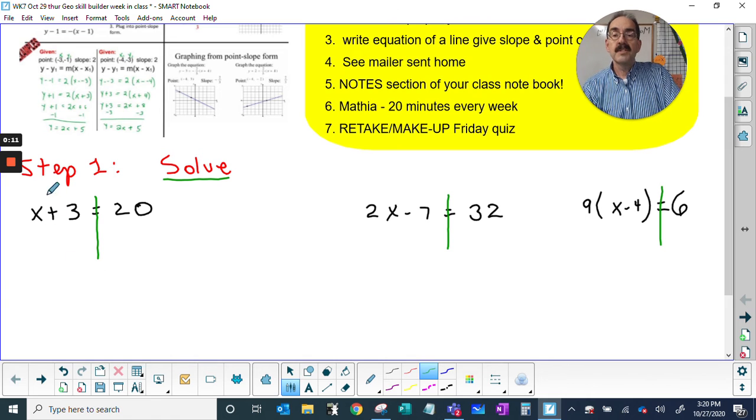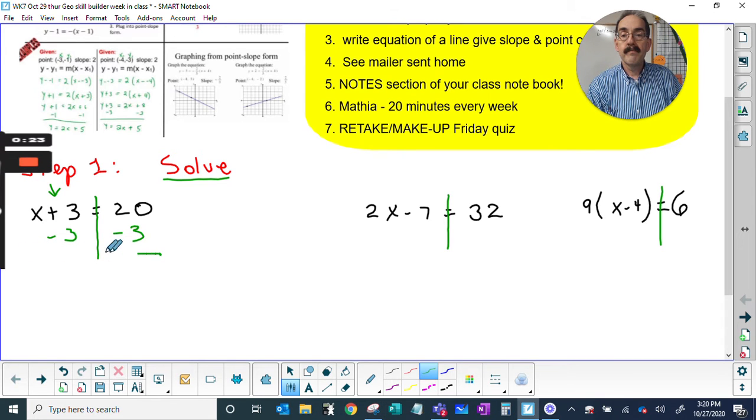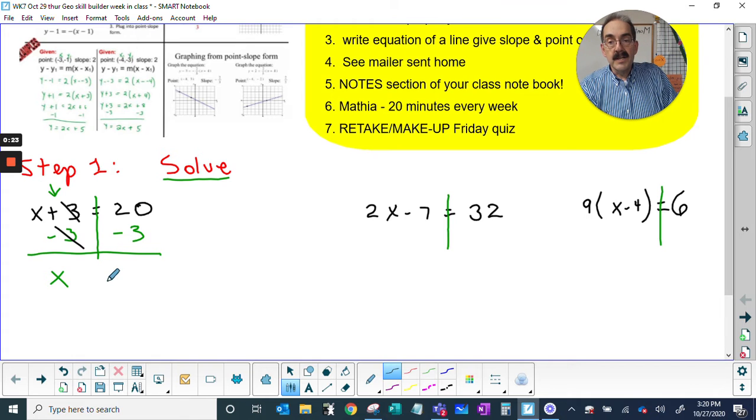Draw the little fence. What's the opposite of a plus? A minus. Subtract from both sides. Remember, I'm an equal sign, and whatever we do to one side, we have to do to the other, otherwise it's unbalanced. So we draw the line. We still have the x. 3 minus 3 goes away, leaving us with the equal sign, and 20 minus 3 is 17. Okay? Bad looking 7, I heard.